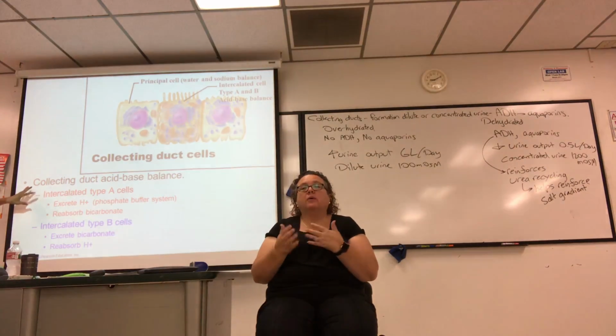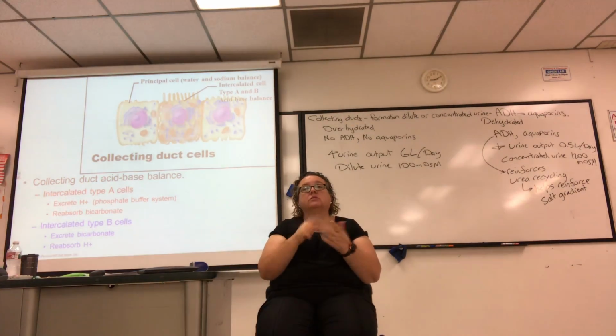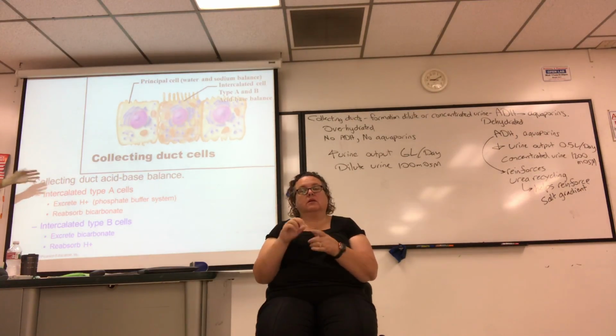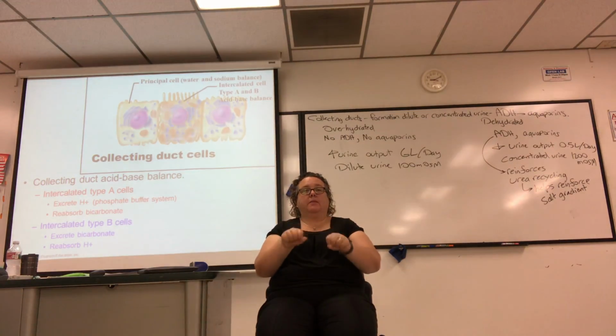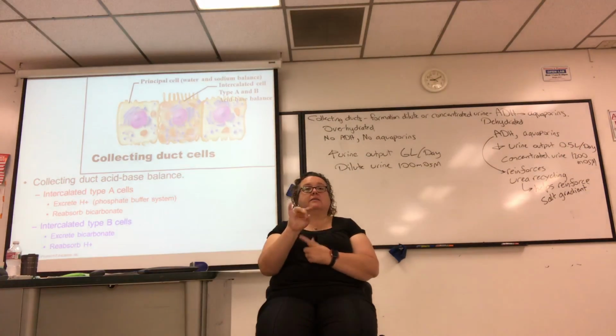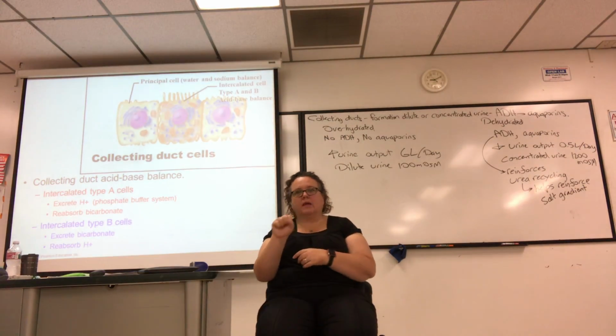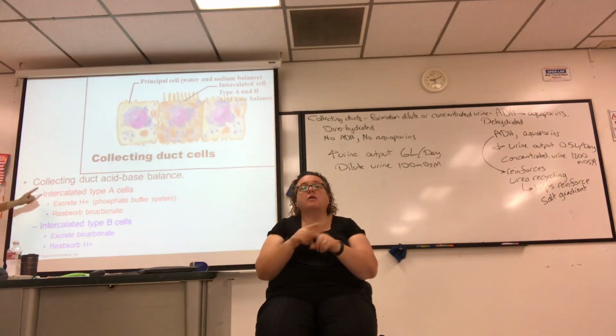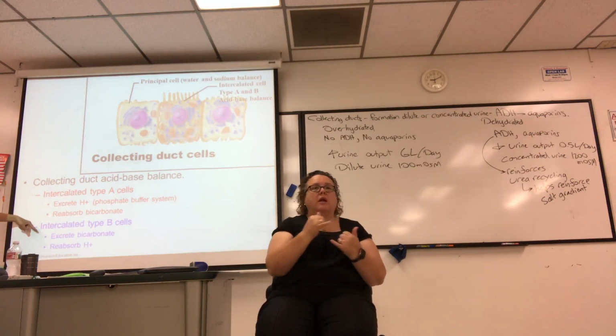Okay, collecting duct. Let's get back to that. We're talking about the collecting duct because of the aquaporin thing. Now I want to talk about it in terms of its ability to do acid-base balance. We already talked about it halfway. I mentioned these cells, but now I want to talk about these cells. Talked about the A cells, now I want to talk about the B cells.